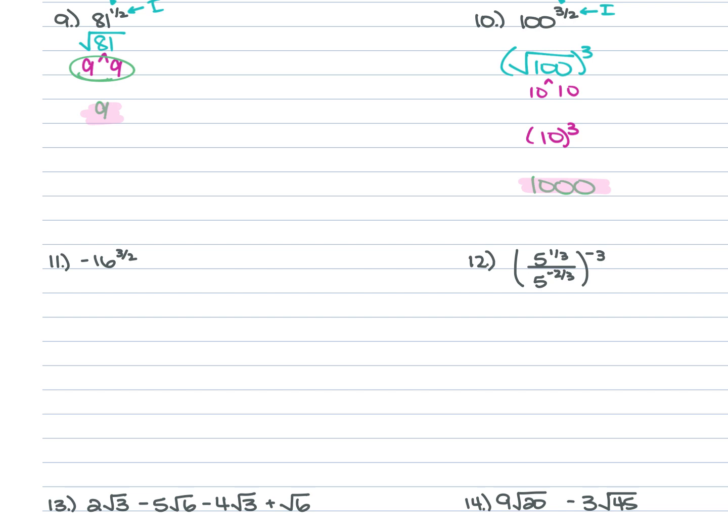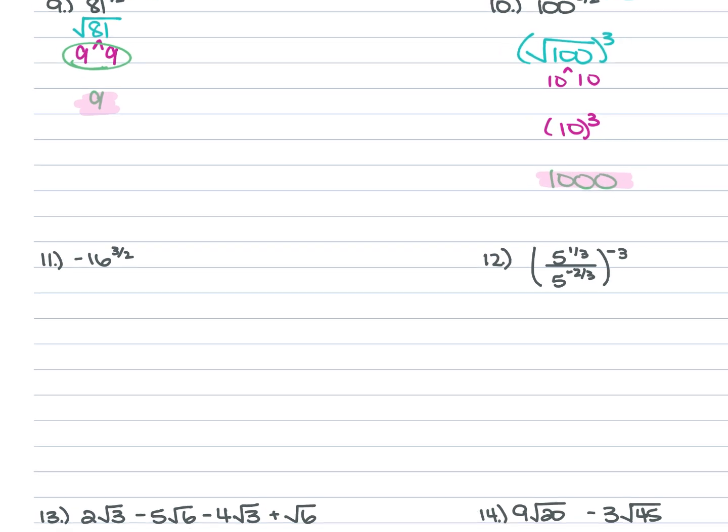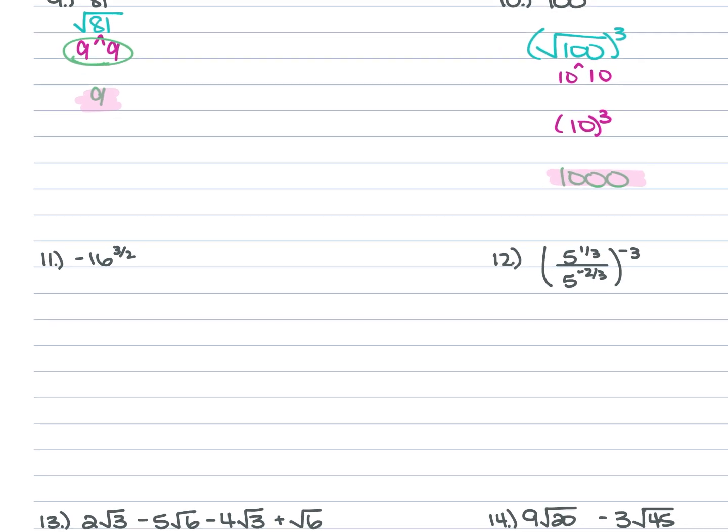Okay, so that's 2 different things. Make sure you're aware of that because you're going to definitely see that tomorrow. So again, that negative is not in parentheses with the 16, so you can treat this as the opposite of whatever 16 to the power of 3 over 2 is. The 3 is going to be your power, the 2 is your index, so this is the opposite of the square root of 16 to the power of 3.